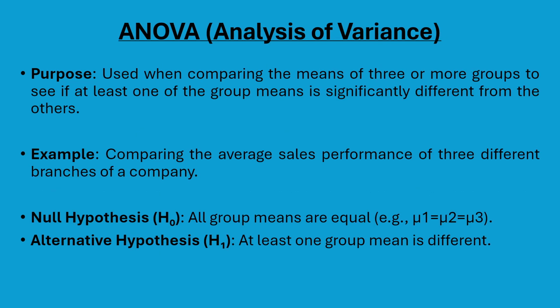The next test is ANOVA, which is also known as analysis of variance, and it is used when comparing the means of 3 or more groups to see if at least one of the group means is significantly different from the others. An example can be comparing the average sales performance of 3 different branches of a company. So the null hypothesis can be all group means are equal, that is mu1 is equal to mu2 is equal to mu3, and the alternative hypothesis can be at least one group mean is different.